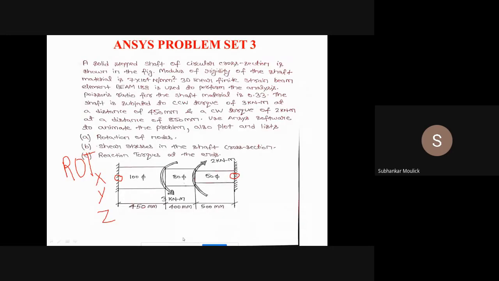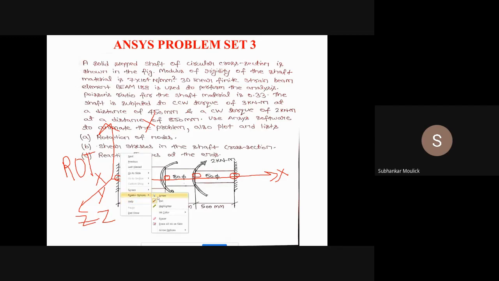What about nodal point 2 and nodal point 3? They will rotate, but in which axis will they rotate? Sir, only in x-axis, and Y and Z are 0. Yes, nodal point 2 and nodal point 3. It can rotate along x axis because this is your x, this is your y, this is your z.